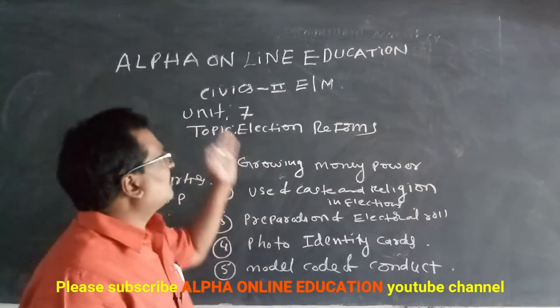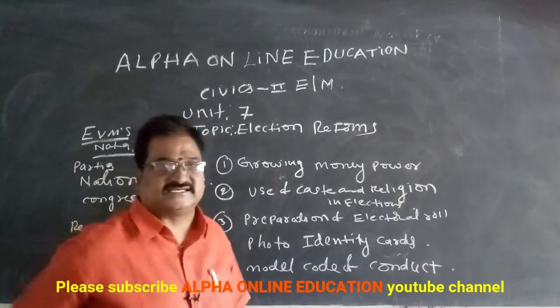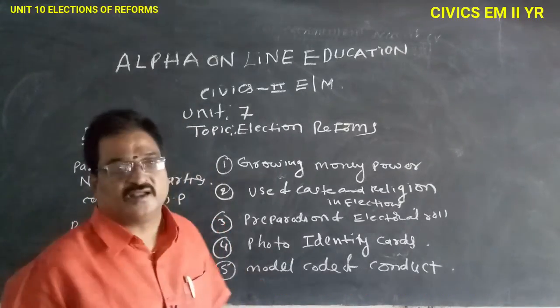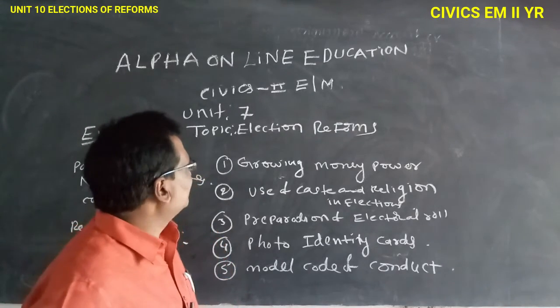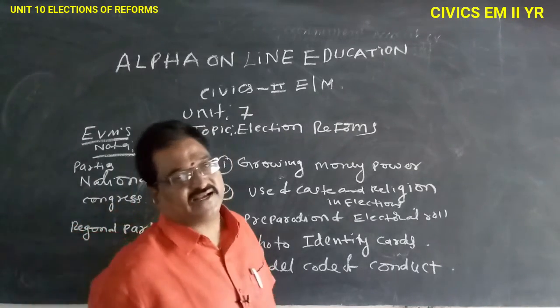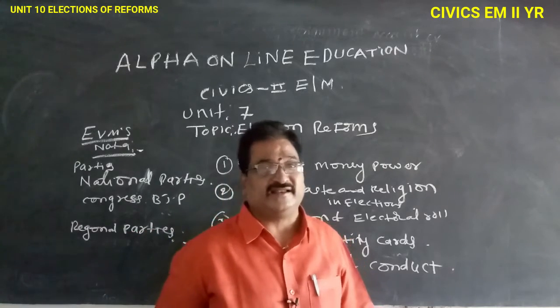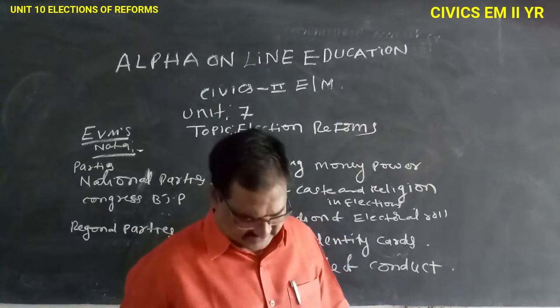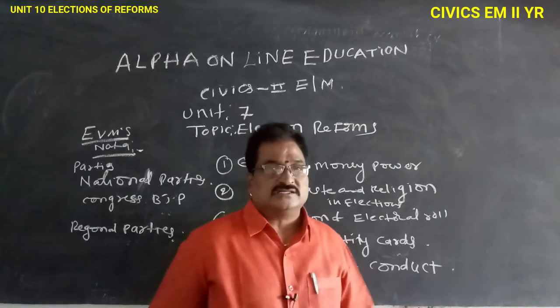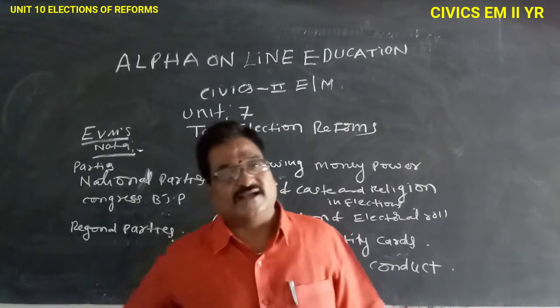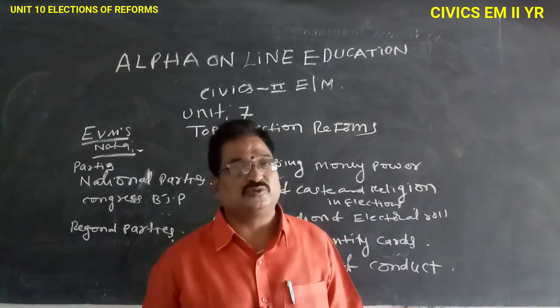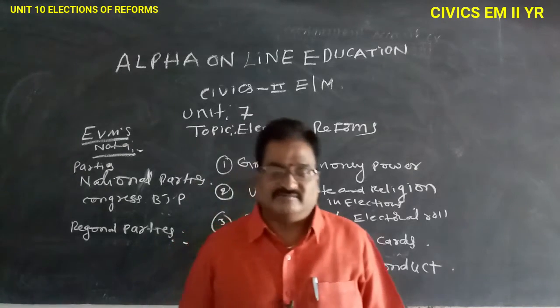So it is the second year Civics, English medium, unit number 7. The name of the unit is Election System in India. In the previous video I explained about the composition of the Election Commission.